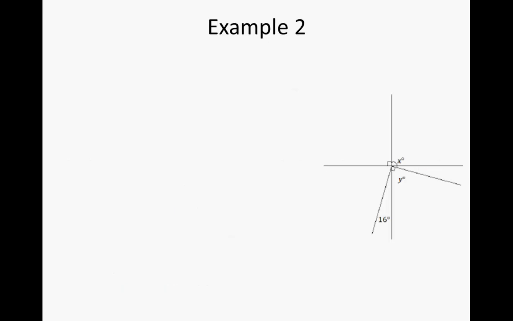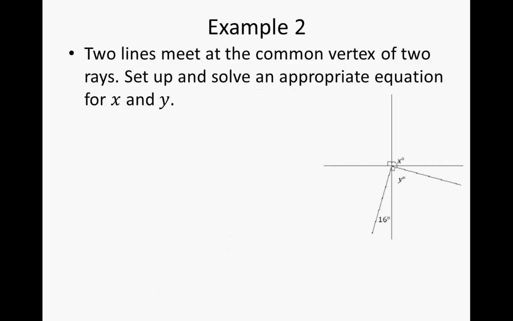All right, let's look at example 2. Two lines meet at a common vertex of 2 rays. Set up and solve an appropriate equation for x and y. Well, if we have 16 plus y is 90 degrees, notice how we have this 90-degree angle right here. That is marked by the little square inside the angles. So this 16 plus y, we know has to be 90 degrees.